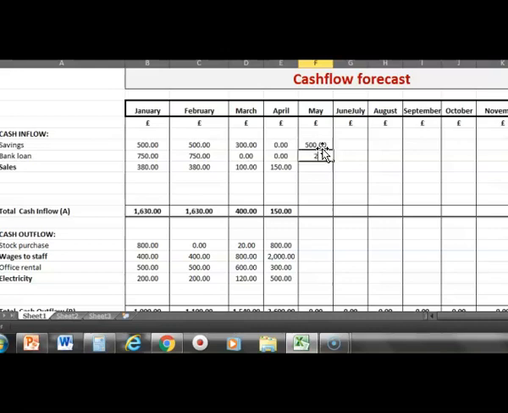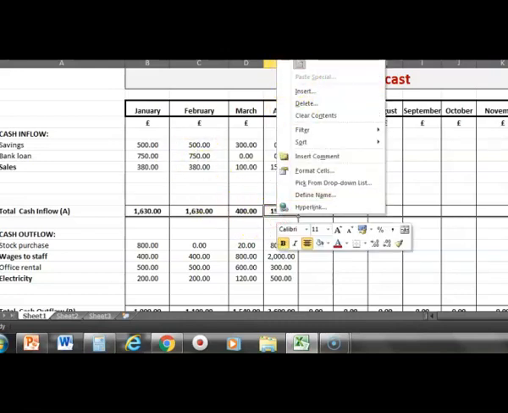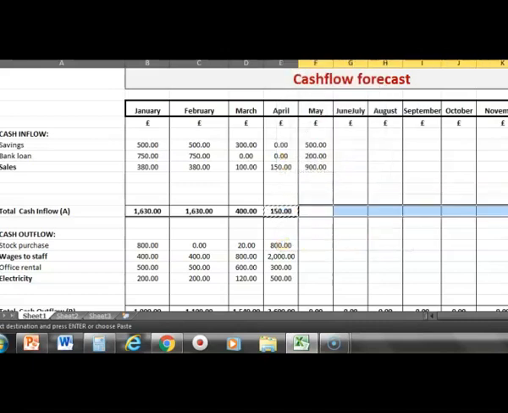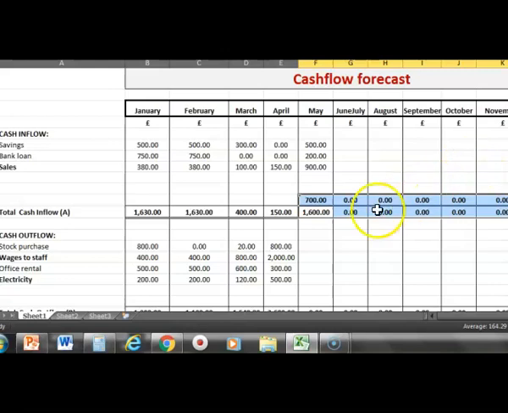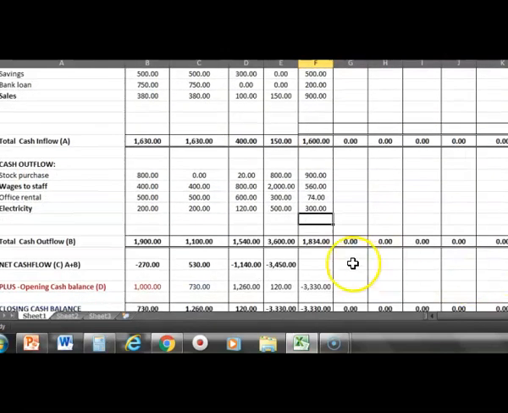£500, £200, £900, and then, sorry. Okay, now I'm going to put figures in here as well. £900, 50, 560 there, 74 there, 300 there. So let's see what we have. We're going to do this for the rest of the months until the end of the year.